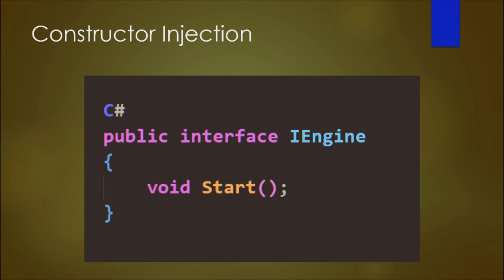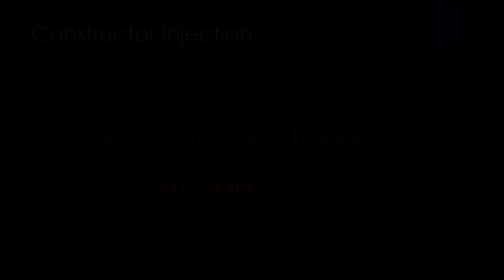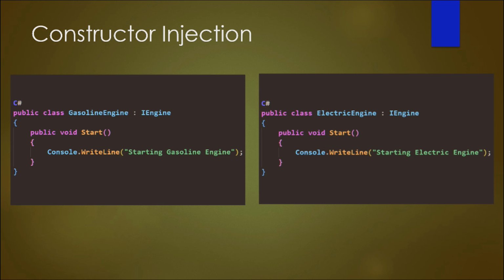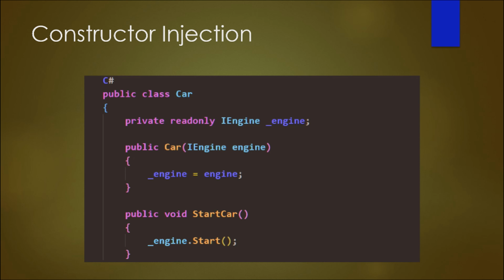This is an interface named IEngine that declares a method Start. An interface is like a contract that defines what methods a class implementing the interface must have. In this case, any class that implements IEngine must provide a method called Start. Different types of engines can be injected into the car without changing how the car works. Here we have two engine classes that implement the IEngine interface. The car class needs an engine to start. We will use dependency injection to provide the engine during the car's creation.